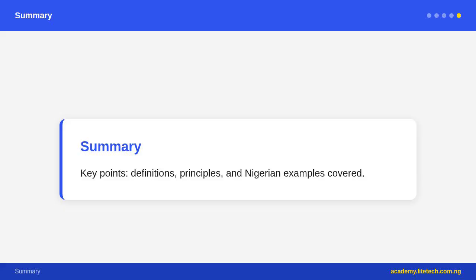WAEC biology questions on biotechnology require knowledge of specific techniques, named products, and their benefits and risks.